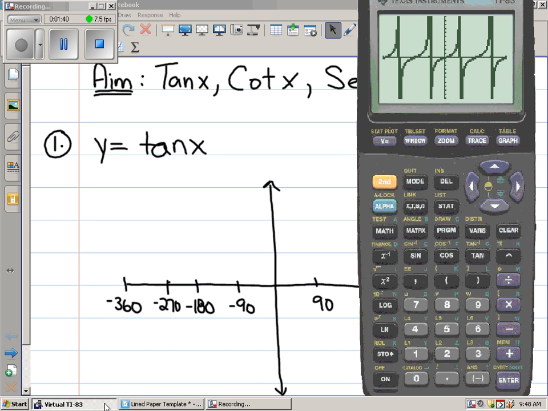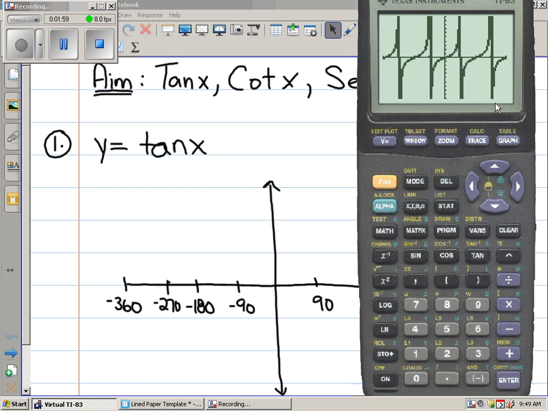So here's a picture of the tangent graph. It looks kind of like a heartbeat. These points right here are called asymptotes. That's okay. In some of the new calculators, my calculator graphs the asymptotes, and yours might not.